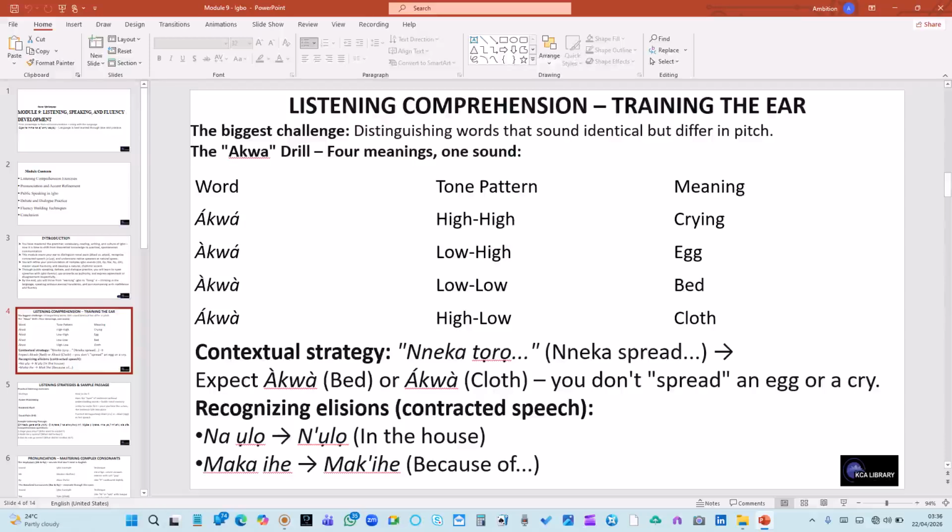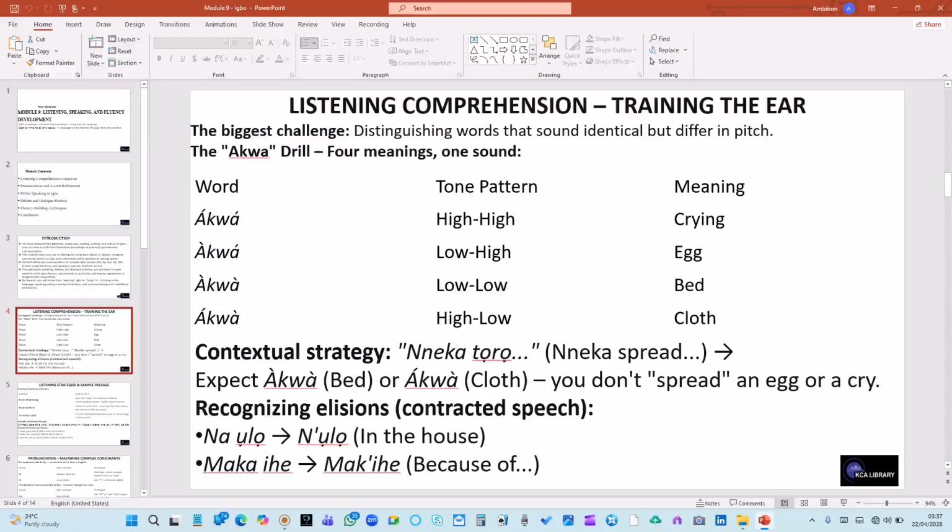Then when you have the low-high tone pattern, you are referring to egg, akwa. Then we have the low-low tone pattern, you are referring to bed, akwa. Then when you have the high-low tone, you are referring to cloth, akwa.